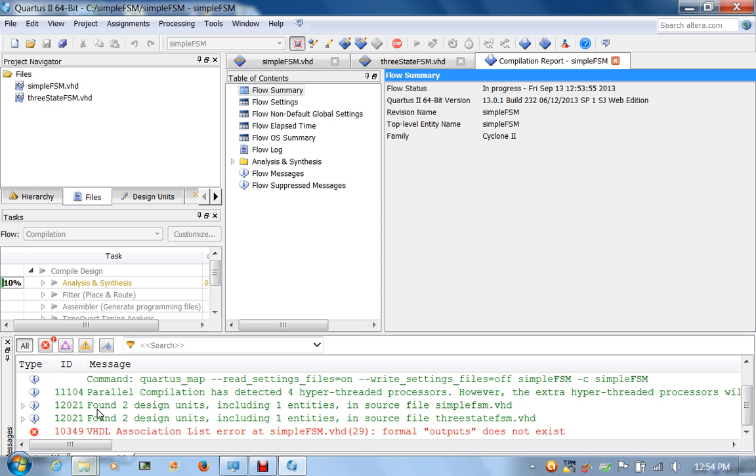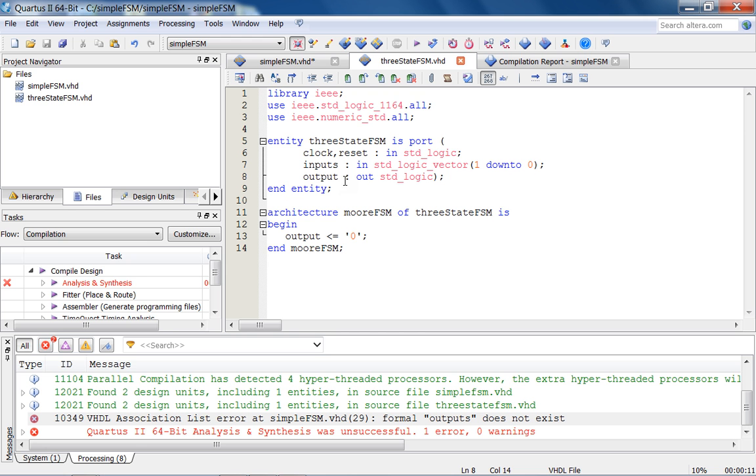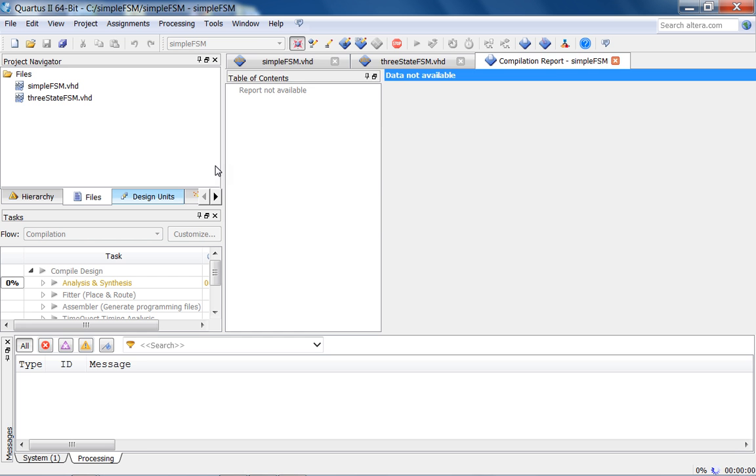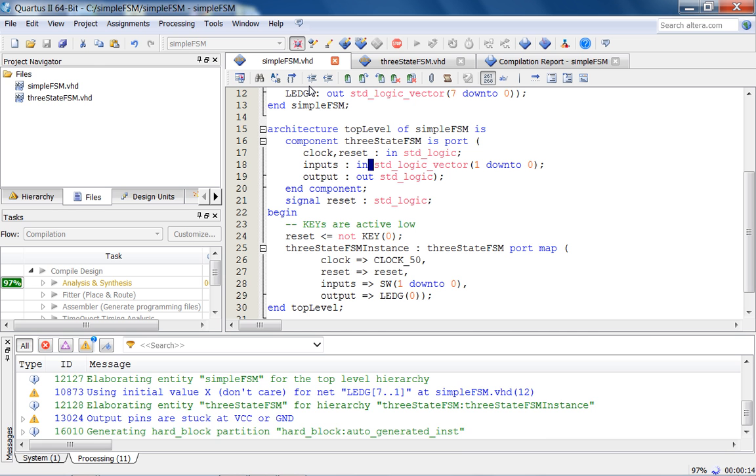Okay, formal outputs does not exist. Probably have some screwed up port mapping. Output is singular, so let me just make it singular. Yeah, there. Okay, Control S. Let's try this again, Control K. I'm not making these errors on purpose, but it's good because you understand how I go about fixing it. How am I going about fixing it? I'm just doing RTFM, read the message, to see what it says.